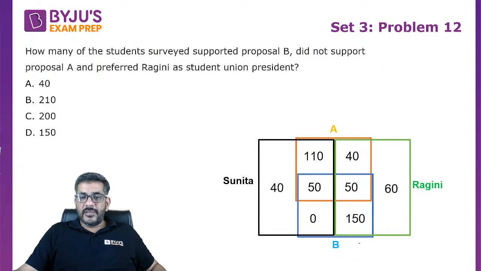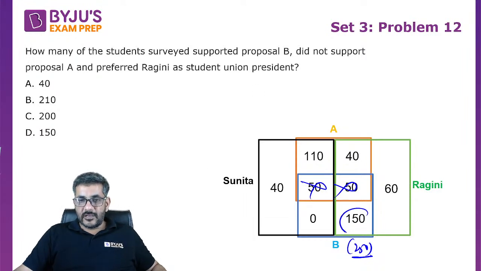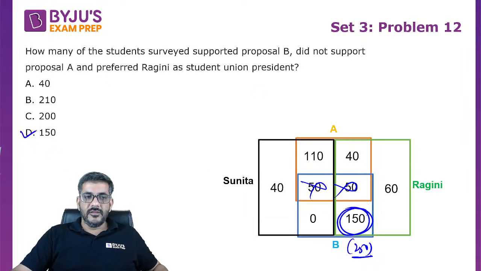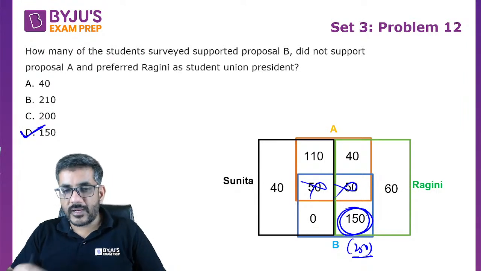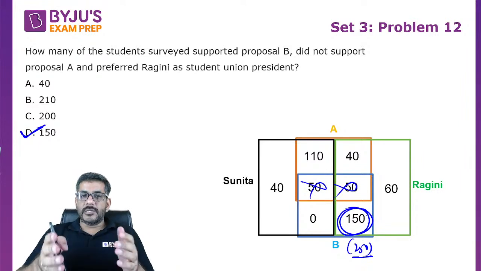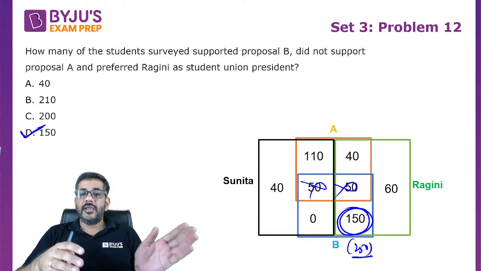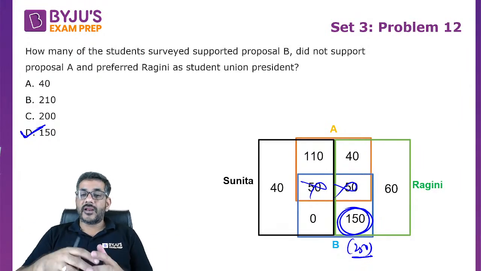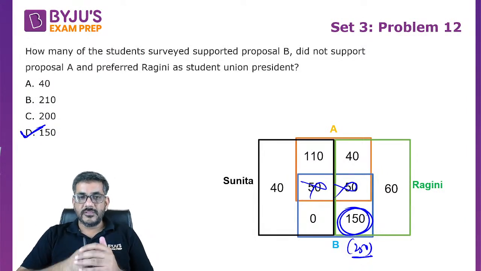Those who supported B, that is 250. Did not support proposal A, meaning remove these, and preferred Ragini as student union president, meaning these people who are preferring Ragini. So therefore my answer is 150. Those who support B, did not support A, and preferred Ragini as student union president, so they are 150 people. So that is the answer.